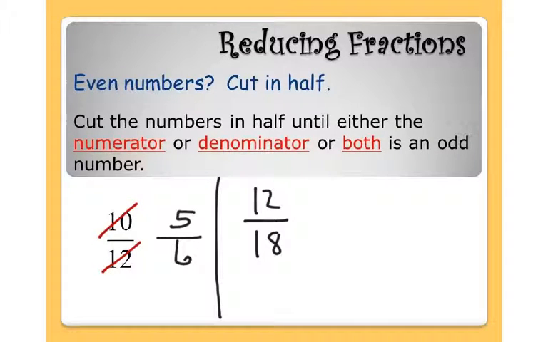Here's an example, 12/18, where it doesn't quite work out the way we might think. They're both even, so I can continue to cut them in half. Half of 12 is 6, and half of 18 is 9. But in this example, 6/9 is not a reduced fraction. It's not reduced to lowest terms. If I look at both of them, the 6 and the 9, I can see that 3 can go into them evenly. That's why we have the very next strategy.